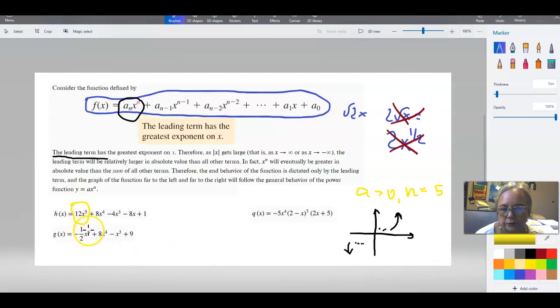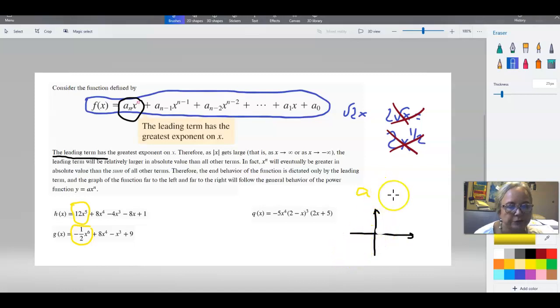Now let's look at this function, g of x. Again, we check that all terms are in descending order. Now we're looking at the leading coefficient and the highest power of this polynomial. You can see the leading coefficient in this case is negative 1/2, and the highest degree is 6, an even number.